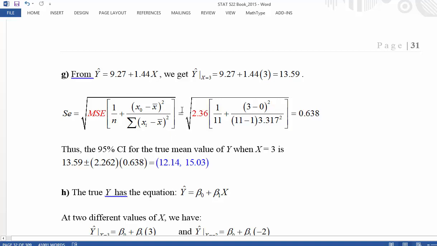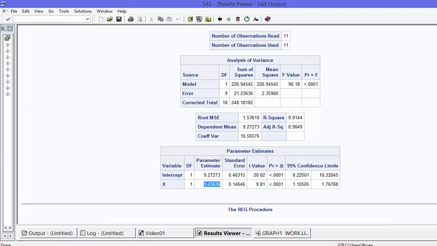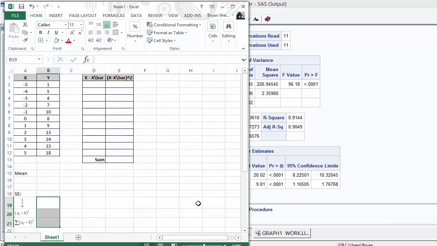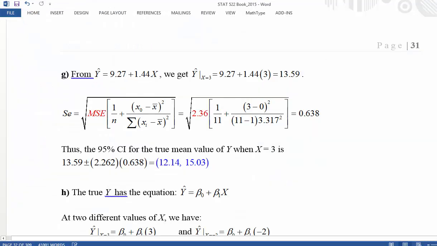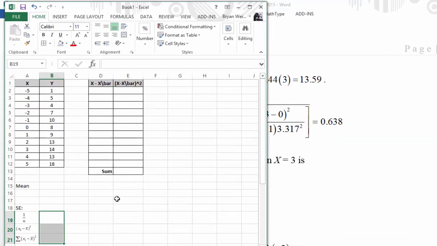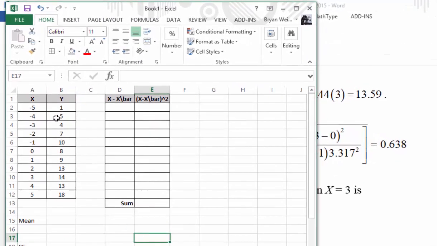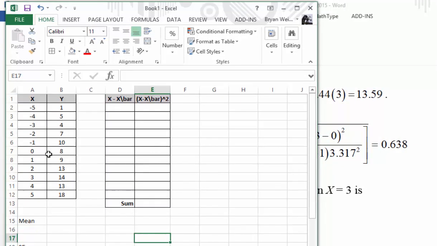We're going to go ahead and use the MSE from the ANOVA table in SAS, and that is right here. There you go. So that part is nice and easy. The rest I'd like to show you in Excel. Let's go back to Excel. So I inputted all of the x and y's.